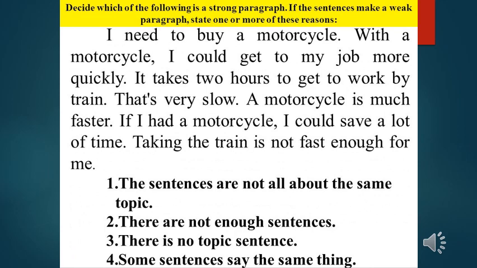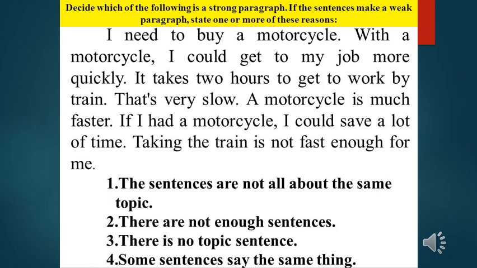Okay, dear students, let's look at this paragraph and decide which of the following is a strong paragraph. If the sentence makes a weak paragraph, state one or more of these reasons. There are four reasons, as you see here at the bottom of the paragraph. Number one, the sentences are not all about the same topic. Number two, there are not enough sentences. Number three, there is no topic sentence. Number four, some sentences say the same thing.